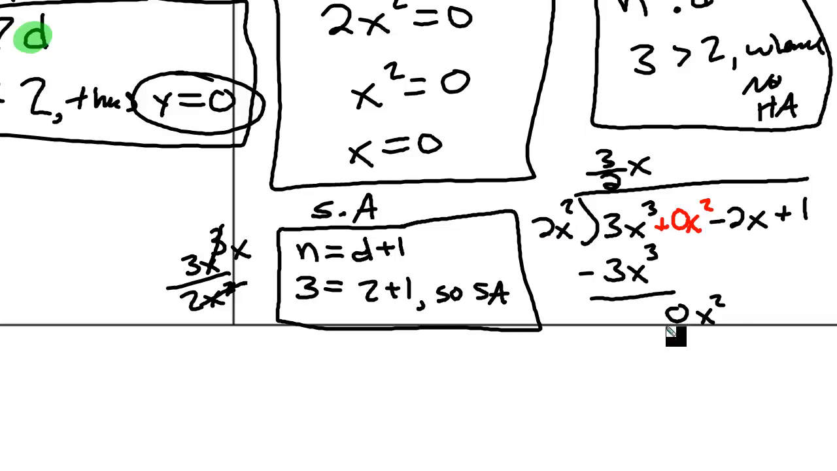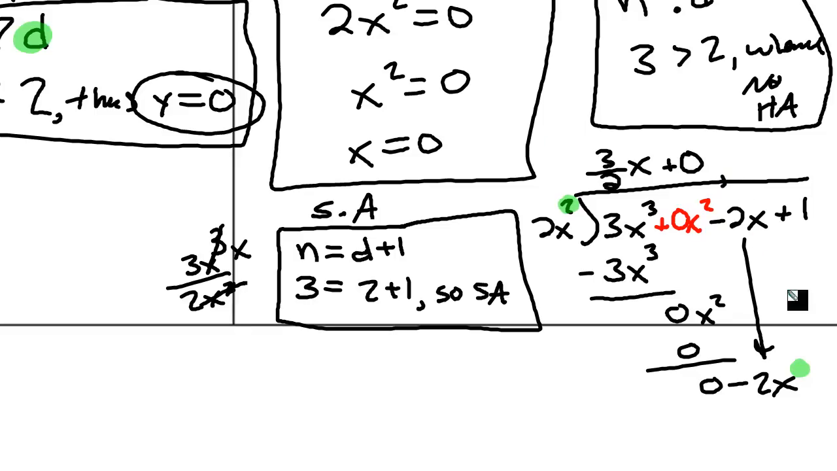How many times will 2x squared go into 0x squared? In other words, what's 0 divided by 2? 0. 0 times 2x squared is 0. Subtract, it gives me 0. Bring down the next term. As soon as the exponent that you're dividing is less than what you're dividing by, then everything else is a remainder. Quite frankly, we don't care about the remainder. So the remainder is negative 2x plus 1.